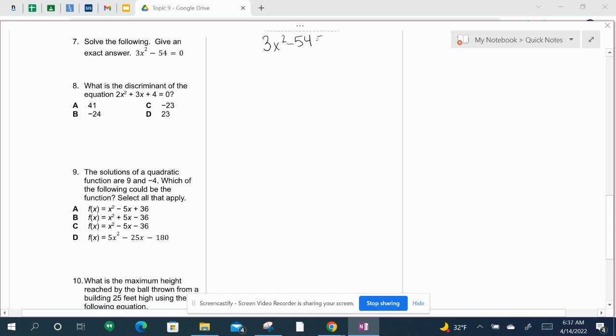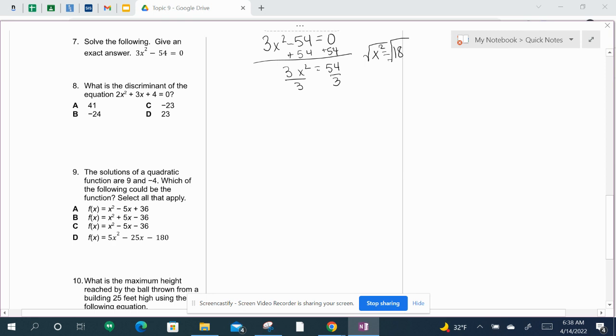I'm going to move that 54 over to the other side because my goal here is to get x squared by itself. So 3x squared is equal to 54. Then I'm going to divide by 3, and I get x squared is equal to 18. All right, now that I've got x squared by itself, I need to work on getting the x by itself, so I'm going to introduce a square root.